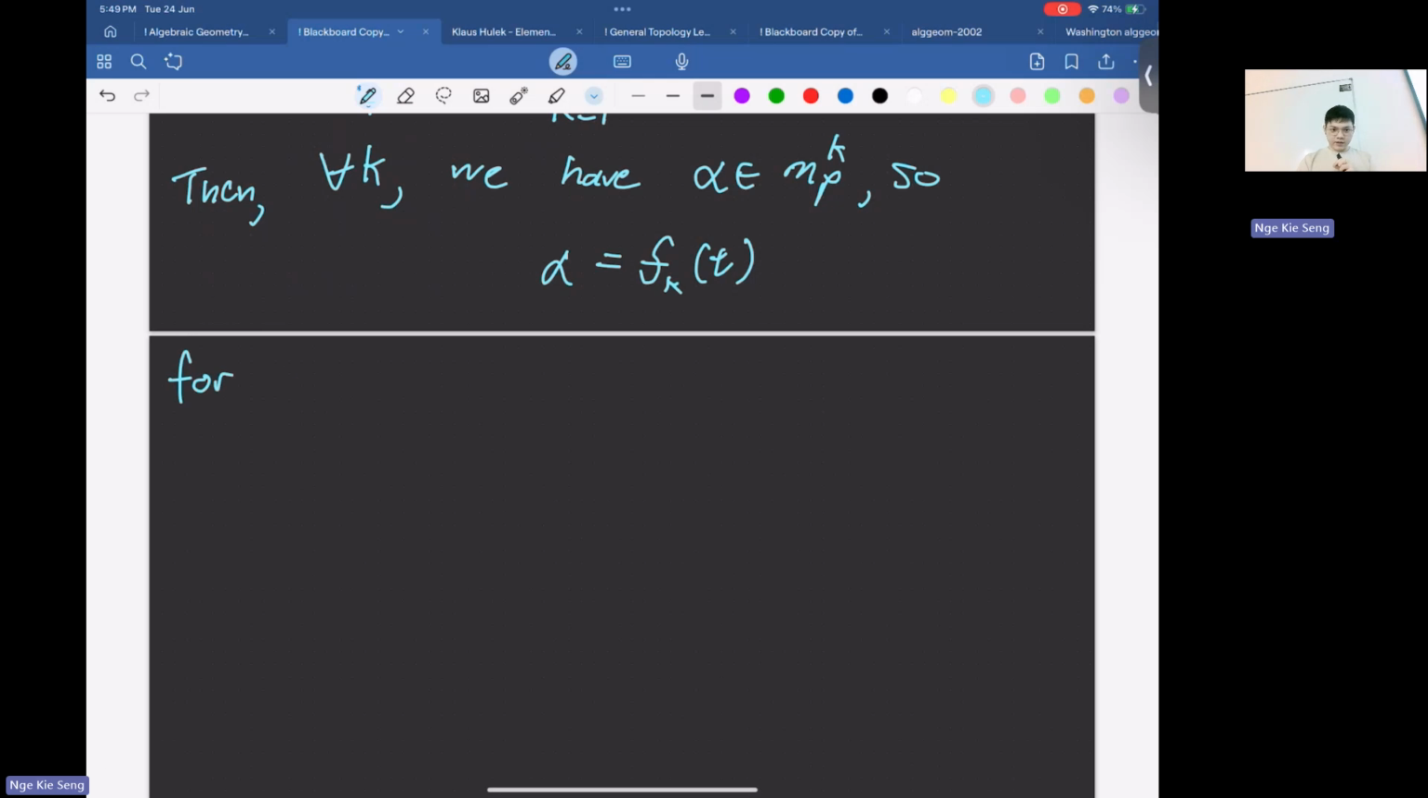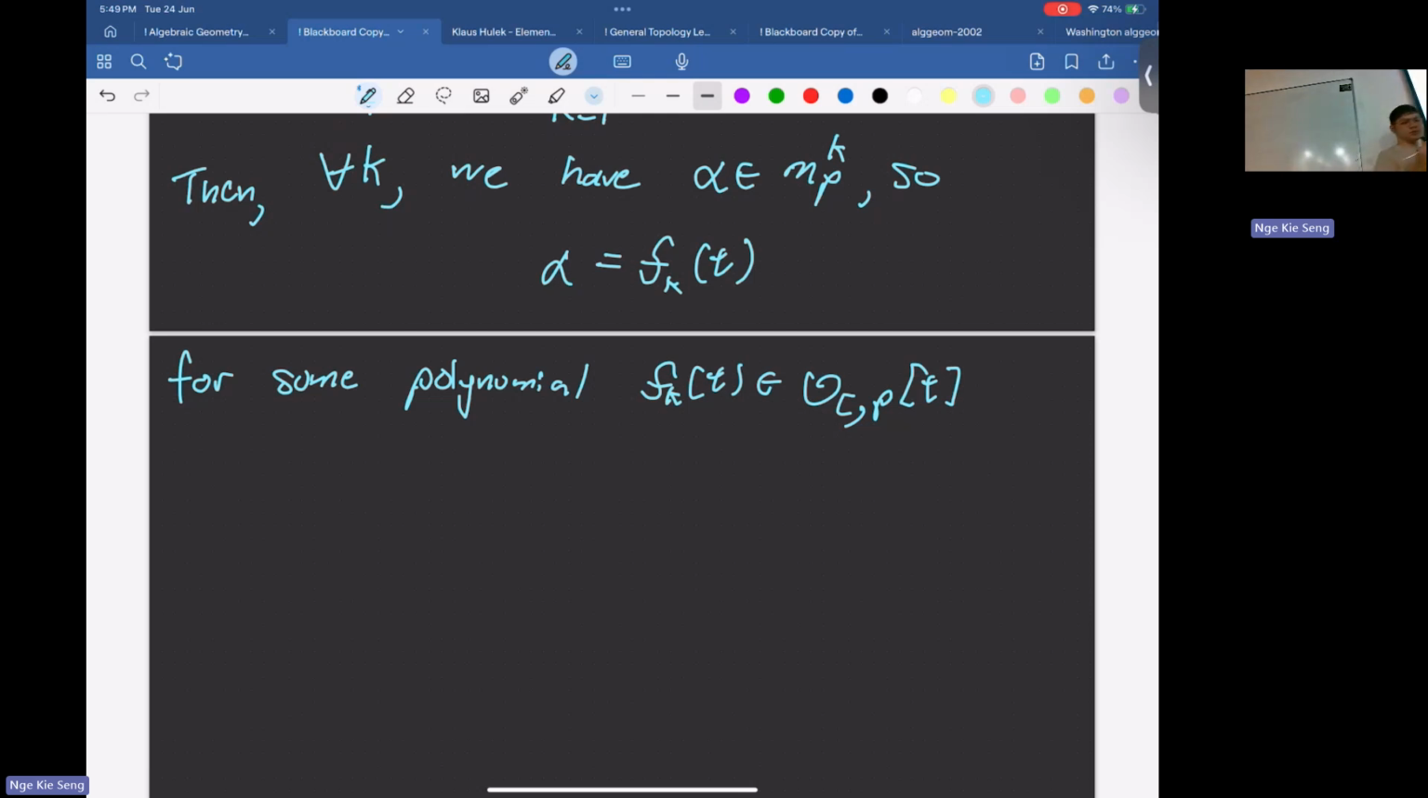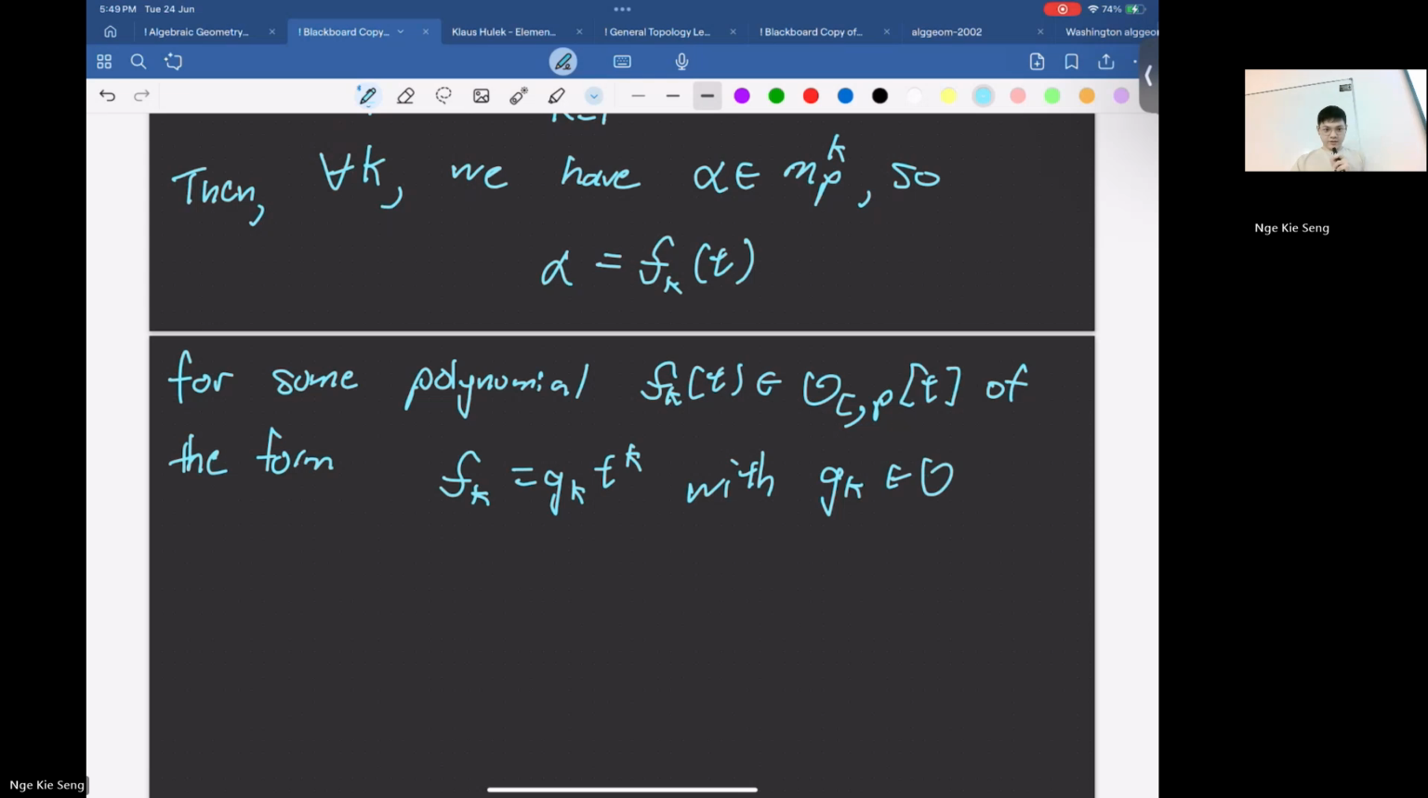Well, let's say for some polynomial f_k(t) in O_{C,P}. Okay, actually we know better than polynomial. It's just some t to some power. Okay, that's what we know. And then let's write down this form here. So we know exactly how it looks. So f_k should look like g_k times t^k for some g_k inside the ring. Okay, this is the exact form. Not a general polynomial, it's this exact monomial here, t to some power k.